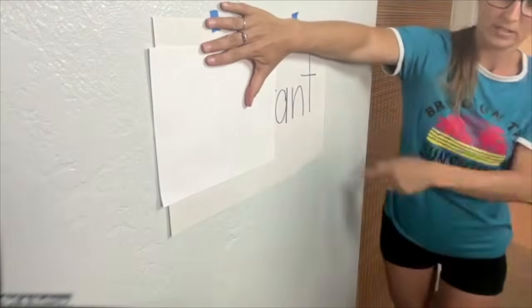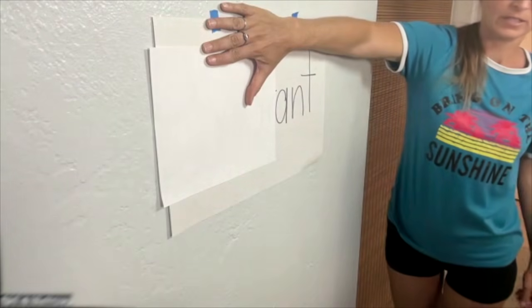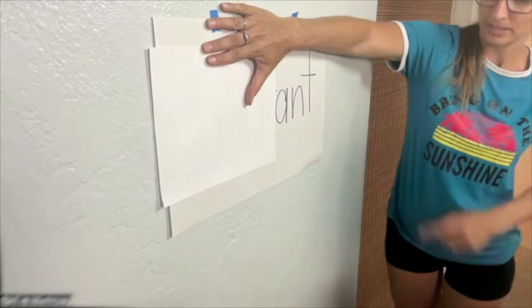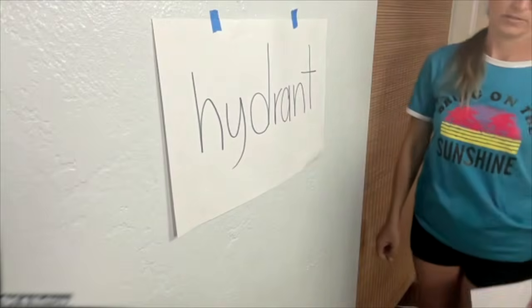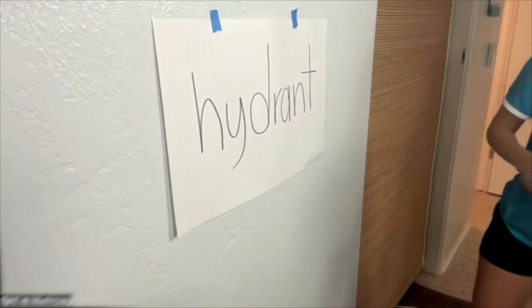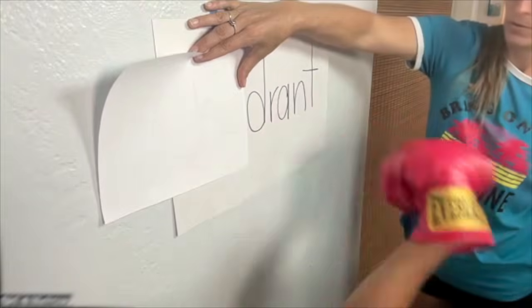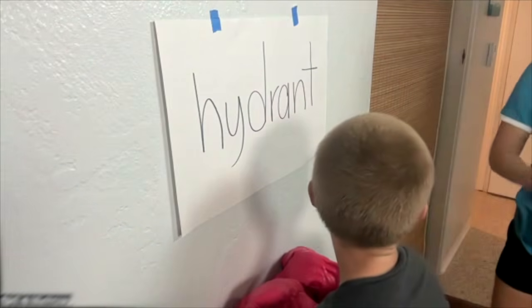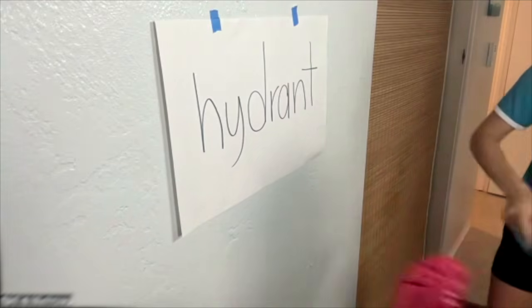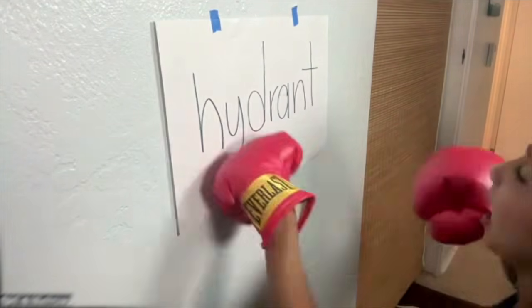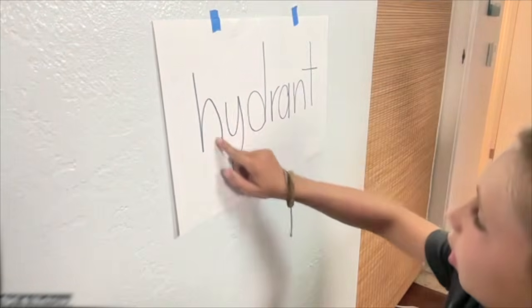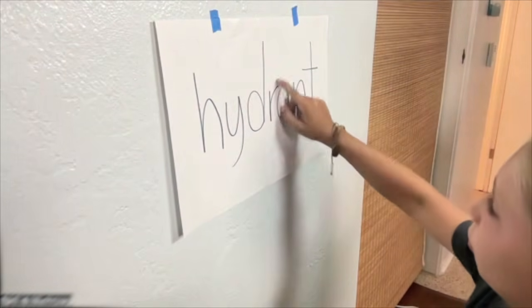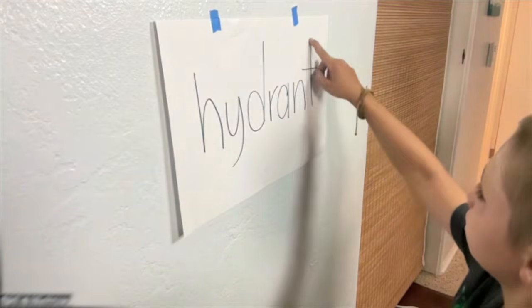Fight for the word. What is this? Ant. What is it? Ant. Okay, hit ant. What do we have now? Hydrant. Nope, not yet. Grant, grant, grant. Okay, good. Hydrant. There you go, like fire hydrant. All right, touch. Hydrant, hydrant, hydrant. Okay, now I want you to take the gloves off and I want you to trace each letter. H, Y, D, R, A, N, T.